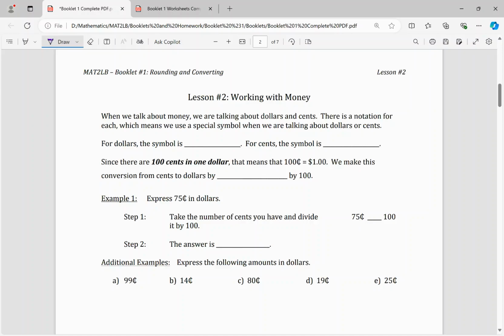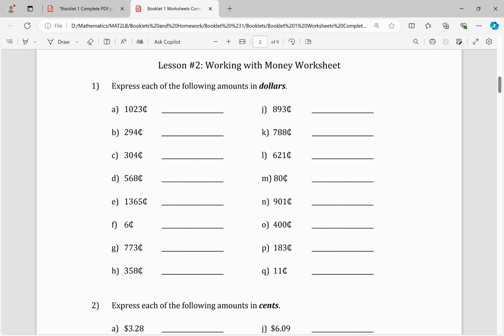Everyone. So today we are going to focus on lesson 2 in our first math booklet, which is called Working with Money. For today's lesson, we only need this lesson sheet as well as the worksheet, which is directly after it in your booklet. We do not need any of the reference sheets from the back of your binder.